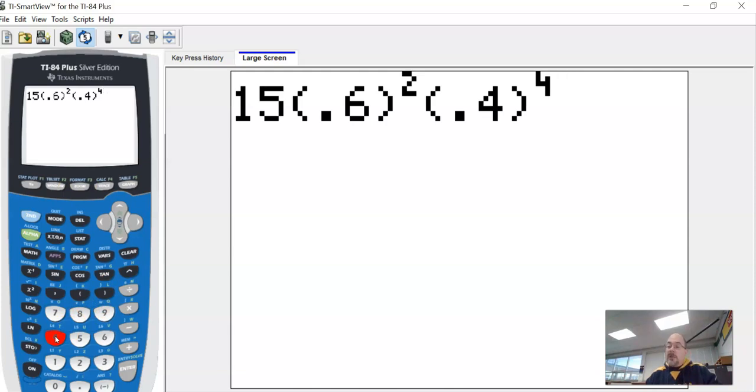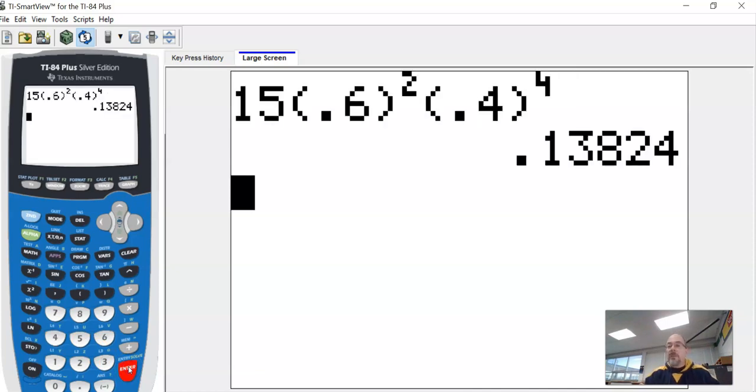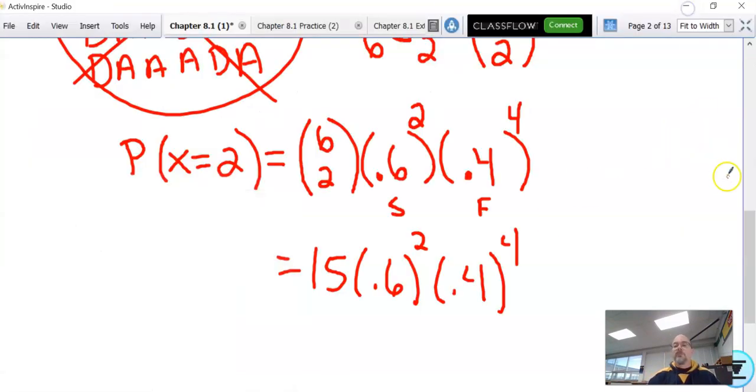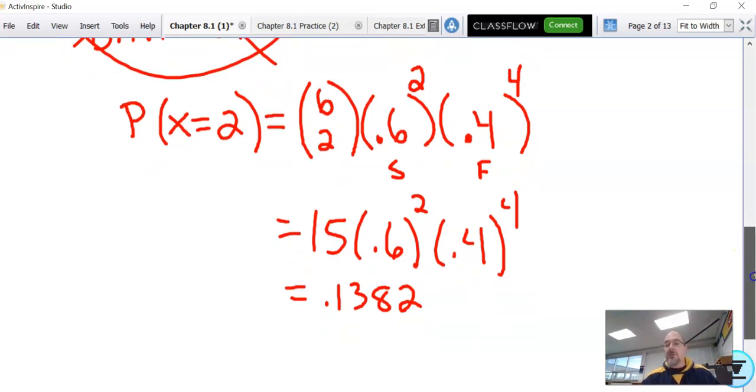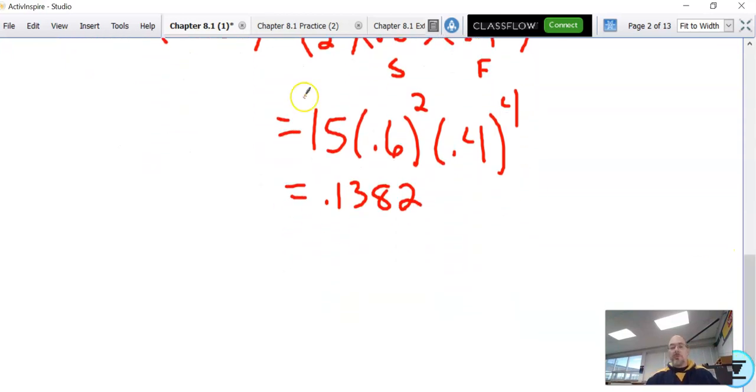The probability of 2 customers coming in and purchasing 2 digital watches is 0.13824. All right. And I'm going to stop at like 4 digits past. So I'm going to go 0.1382. If you want to go all the way, that's fine. You can do that. So we need to say the probability.